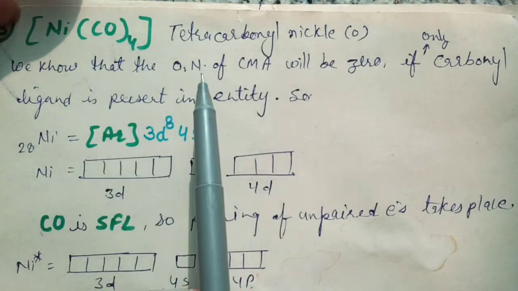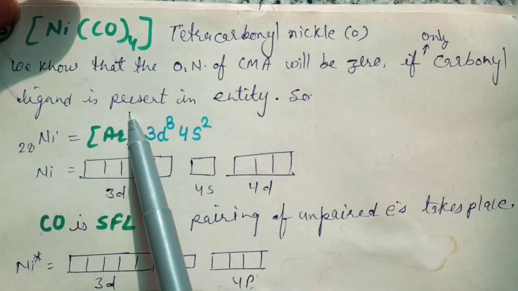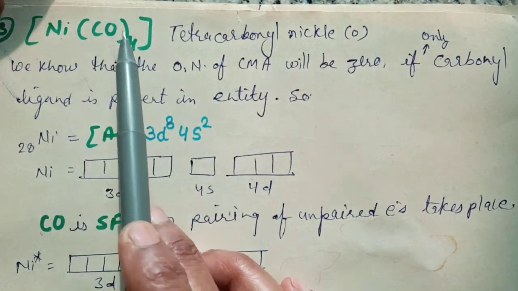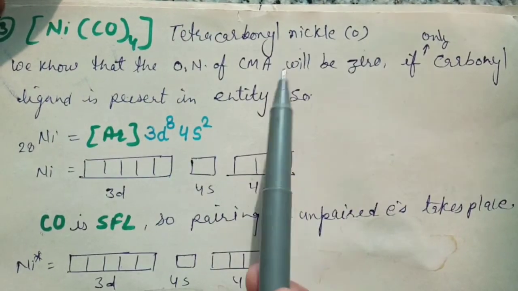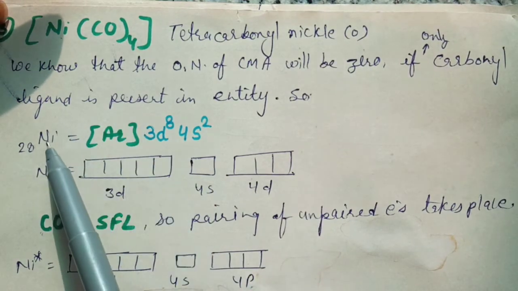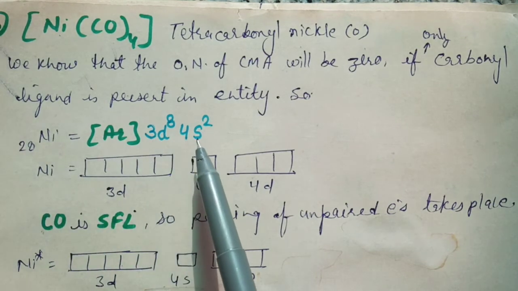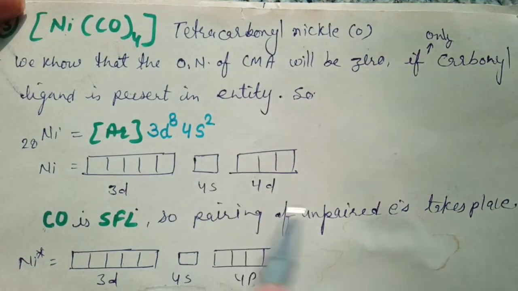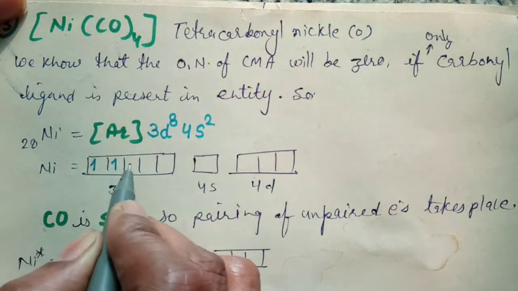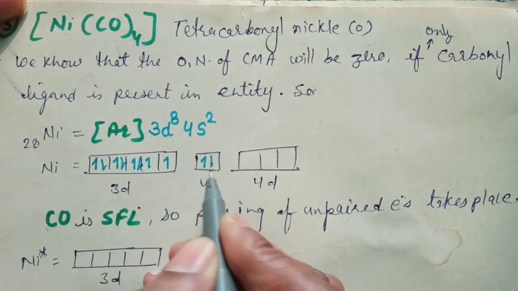We know that the oxidation number of the central metal atom will be 0 if only carbonyl ligands are present in the entity. So we have taken the example nickel tetracarbonyl, Ni(CO)4, where the oxidation state is 0. In the presence of carbonyl ligand, the oxidation state of nickel is 0. The electronic configuration of nickel is Ar 3d8 4s2. Now we show the electrons of the d orbitals, 1, 2, 3, 4, 5, 6, 7 and 8, and 2 electrons are present in 4s.